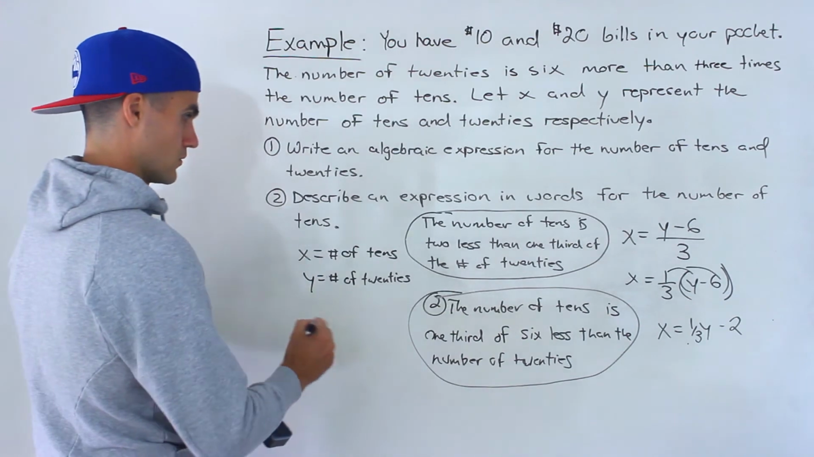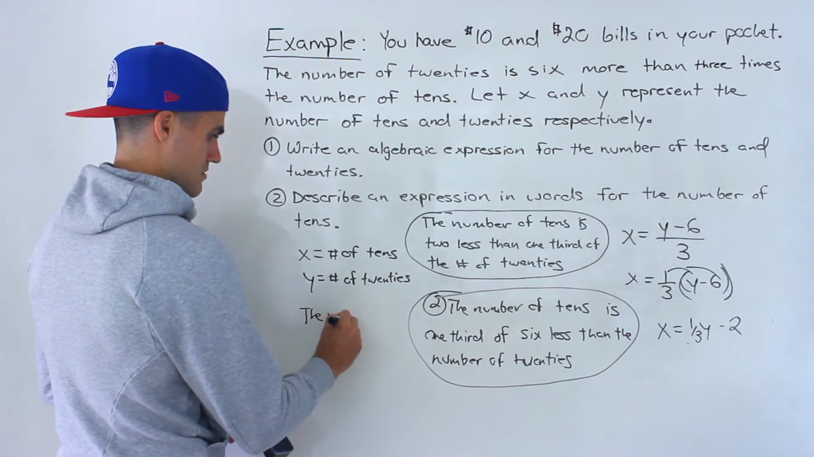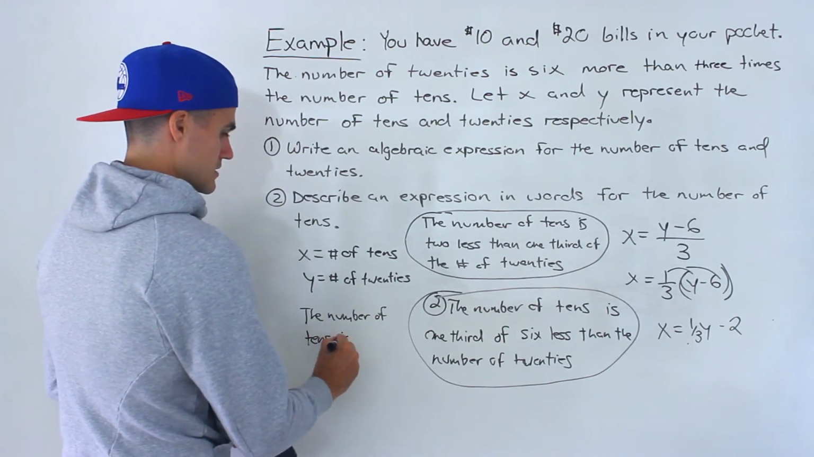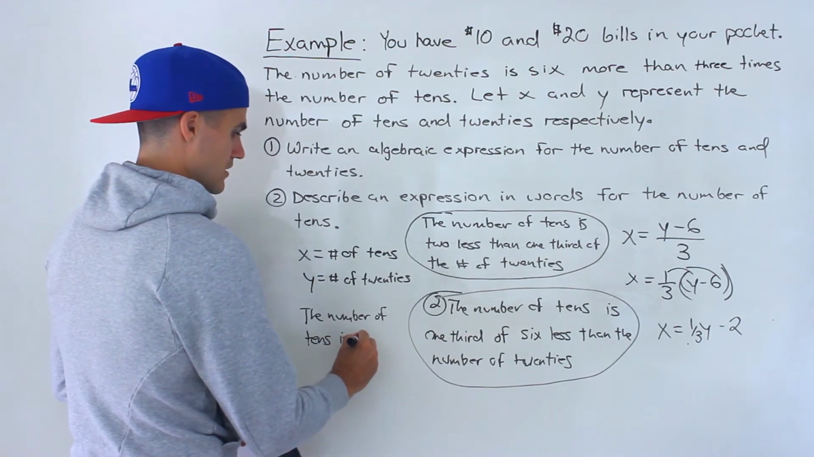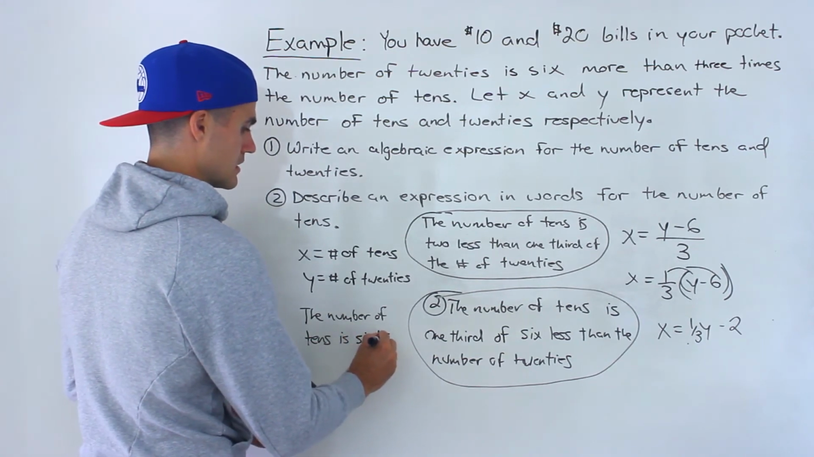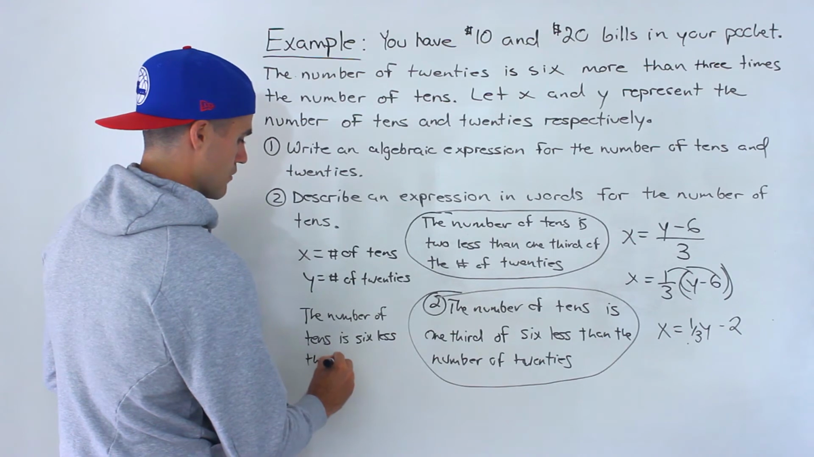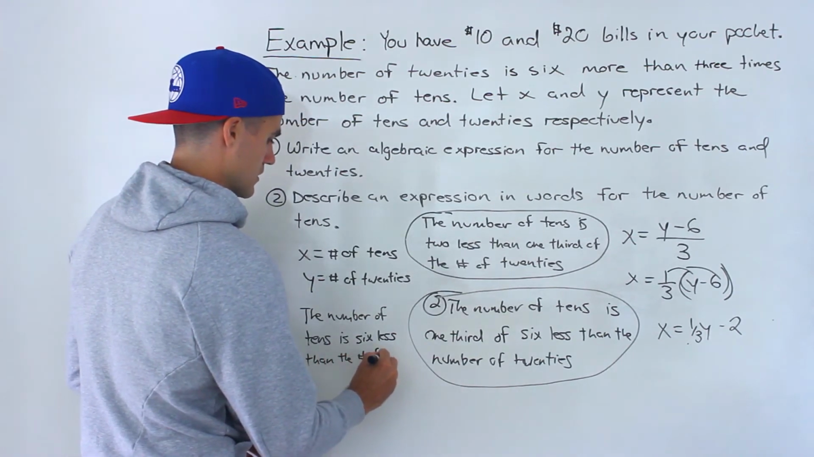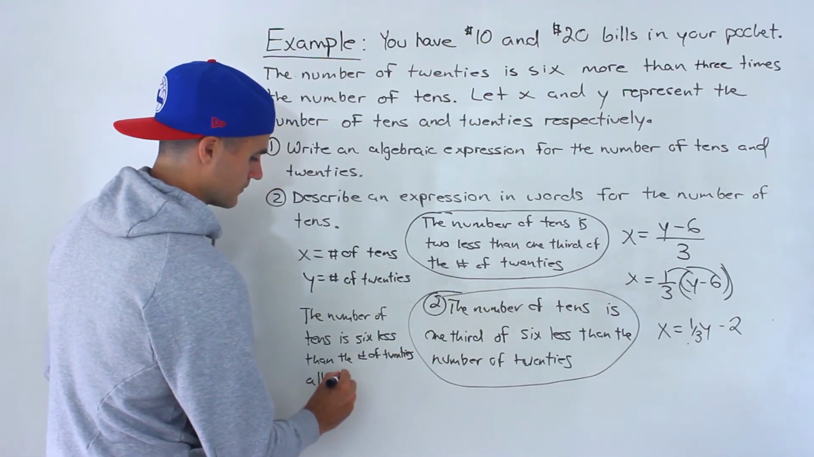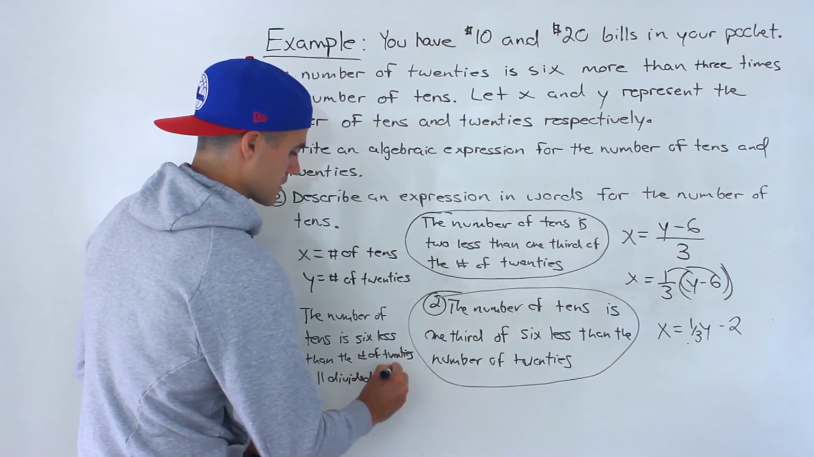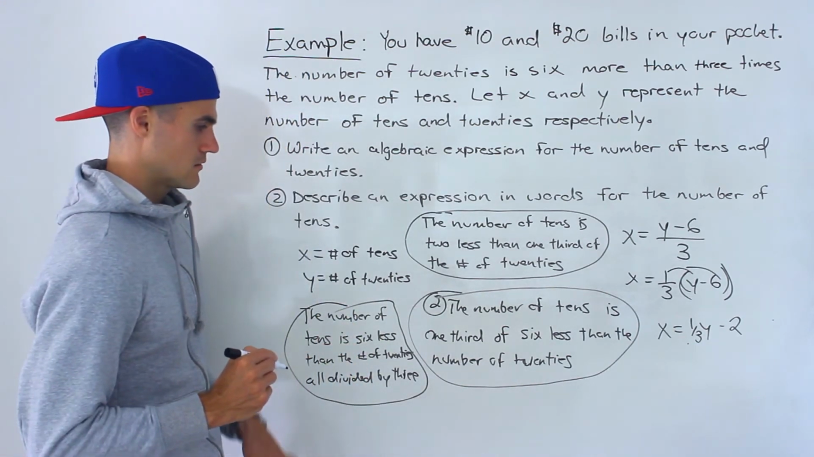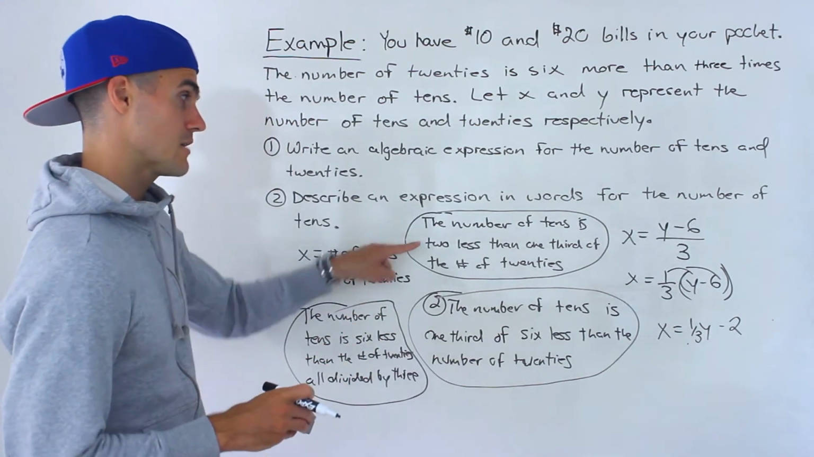It'd be, the number of tens is 6 less than the number of 20s, all divided by 3, right? It's kind of, I don't know, I don't like it. But just in case, maybe they give this statement on a multiple choice test. Most likely you're not going to run into this statement, but this statement can come up.